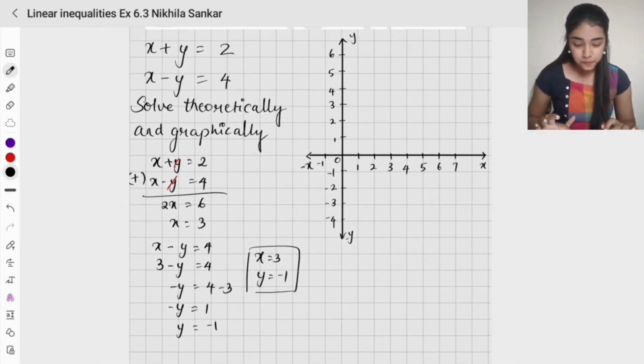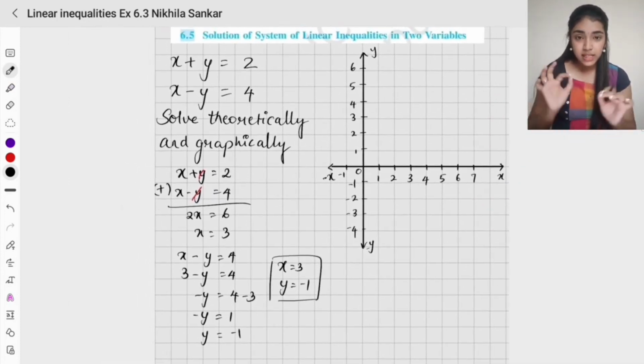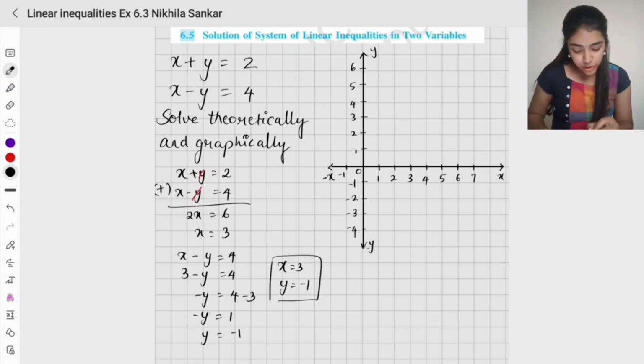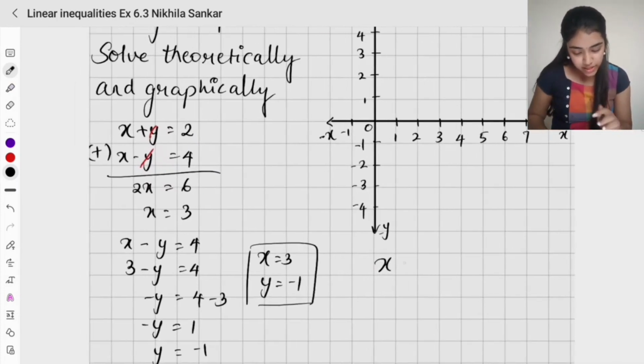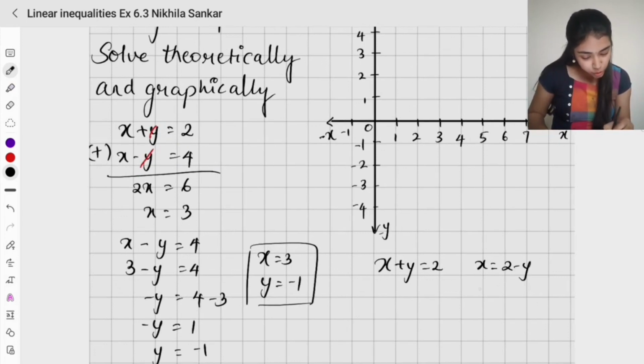Okay, now I'm going to solve this graphically. This is how I solve this theoretically. Graphically எப்படி solve பண்ண போறோம்? So இப்போ x plus y equals 2 இருக்கு. I'm going to write x in terms of y and y in terms of x. So x plus y equals 2 na x is equal to 2 minus y and y is equal to 2 minus x. So இப்போ x ஓட value 0 போட்டா I'll have y is equal to 2. y ஓட value 0 போட்டா x is equal to 2.